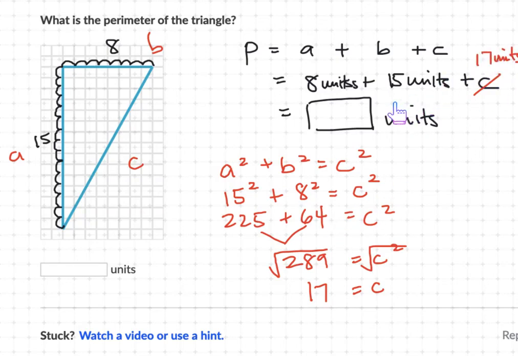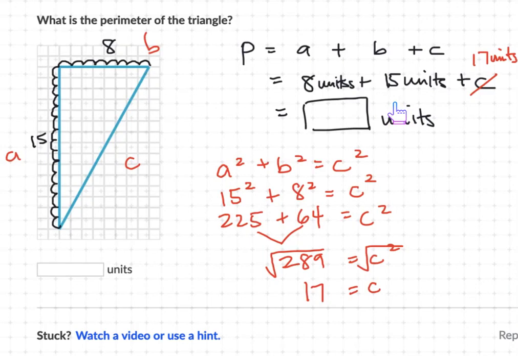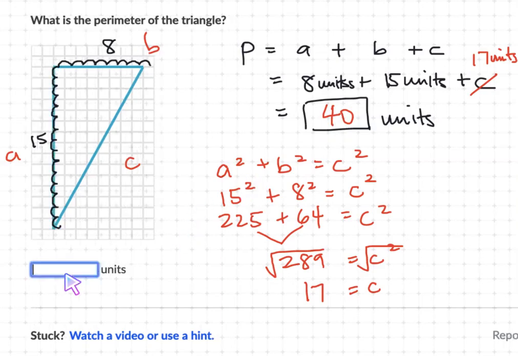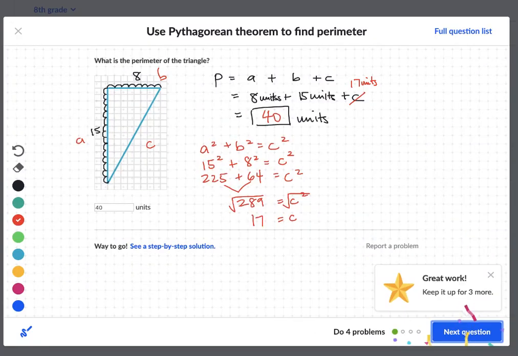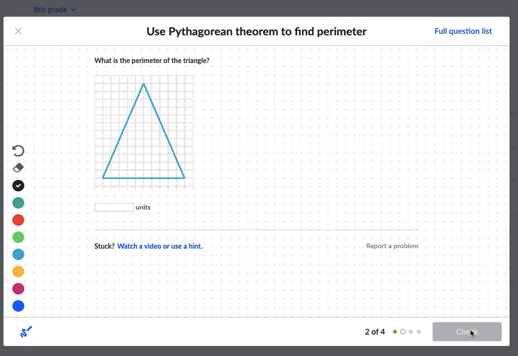So using Pythagorean theorem, I can find out the missing side, which is what I needed for my perimeter. So now I can add up 17 and 15 and 8, and I'll get 40 units as my perimeter. All right, so that's what you have to do to get that answer. It requires you to do a little Pythagorean theorem to figure out that missing side. Other problems will require you to do something similar.